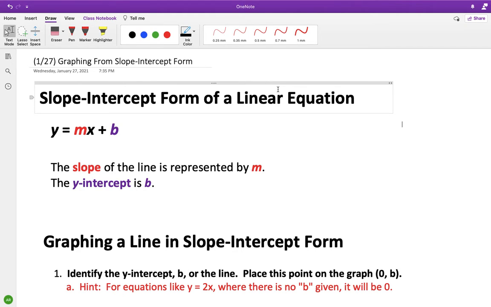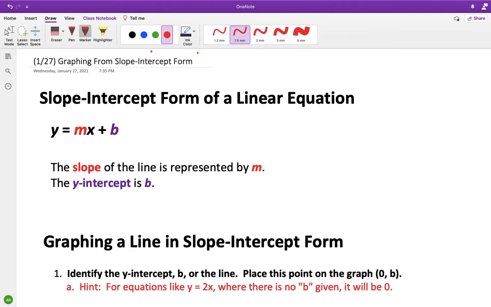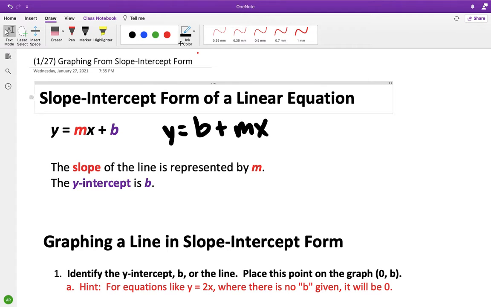So slope-intercept form is y equals mx plus b. Note that occasionally, I'll cover this again, you're going to see this written also as y equals b plus mx. The key here is just recognizing where the x is at and then tying that to the slope.